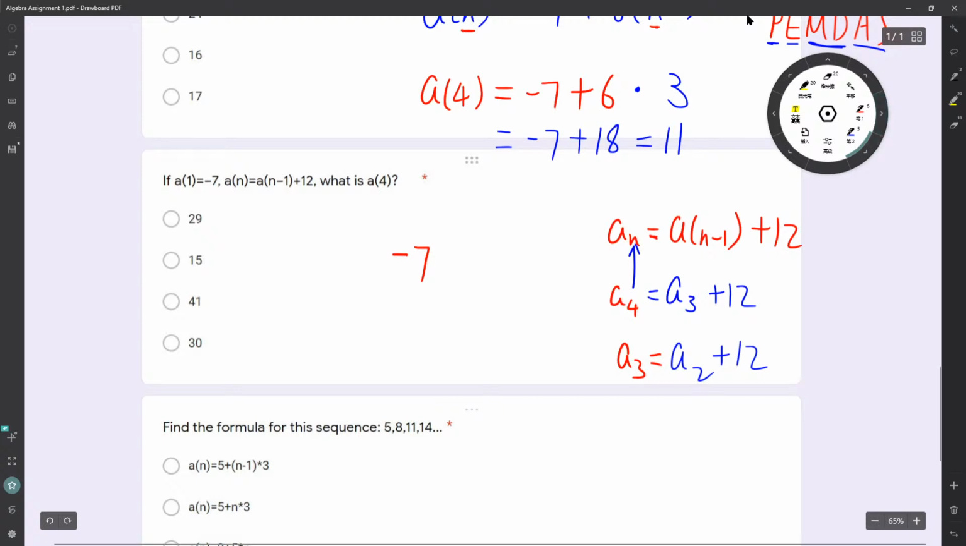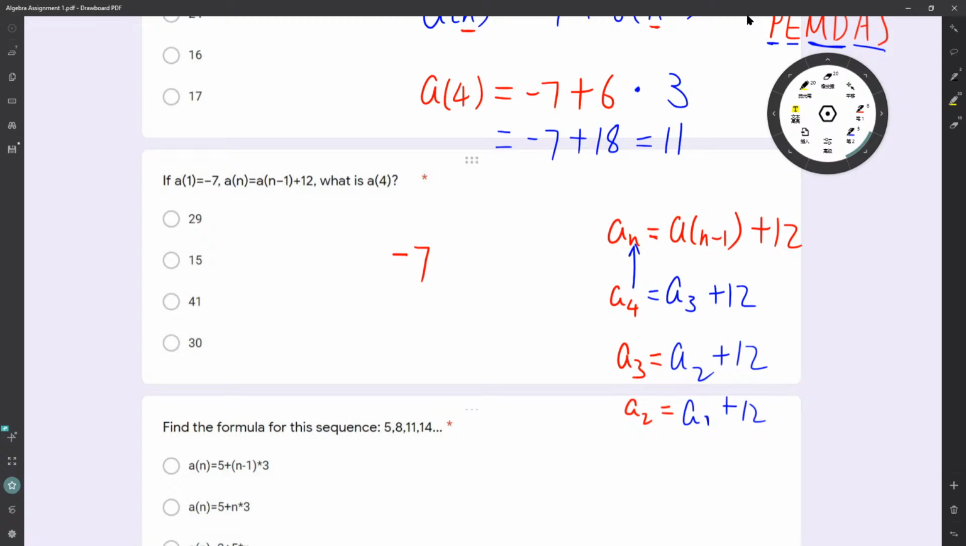Then what's A2? For A2, n is 2, right? A2 equals 2 subtract 1, which is A1, then plus 12. A1 plus 12. Okay, so A2 is A1 plus 12. A3 is A2 plus 12. A4 is A3 plus 12. So every term is increasing by 12.